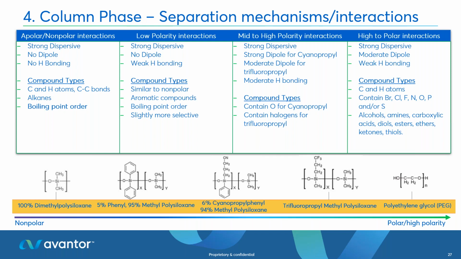And then when you compare that to high polarity and polar columns and their interaction mechanisms, we have slightly weaker hydrogen bonding, but we still have strong dispersive and then moderate dipole. And again, some of the compound types are a bit more selective, say for alcohols, carboxylic acids, diols, esters and ethers, etc. But it doesn't mean that you can't inject other samples on a different phase. It just means that the higher the polarity, there is slightly more selectivity for particular compounds and analytes.